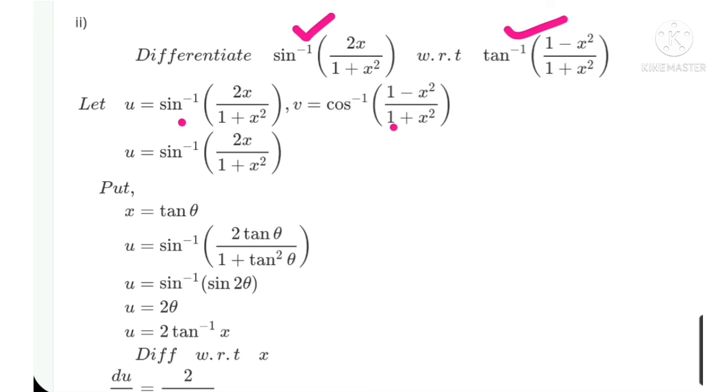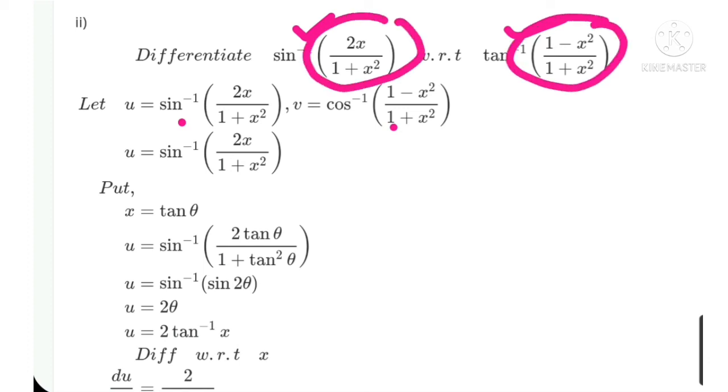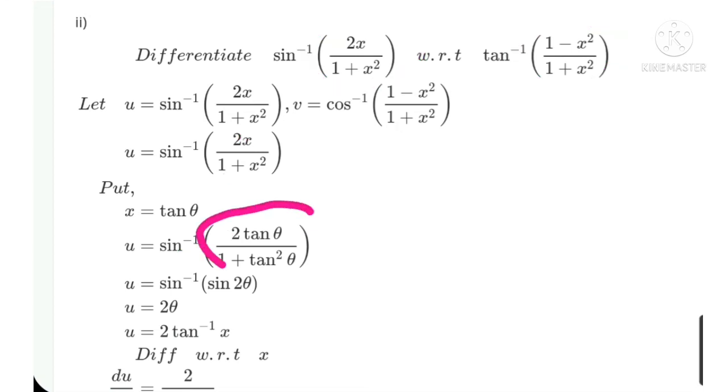Here you put x is equal to tan theta. If we put x is equal to tan theta, then 2 tan theta upon 1 plus tan square theta is nothing but sine of 2 theta. So we get u is equal to sine inverse of sine of 2 theta. Sine inverse gets cancelled, so we get u is equal to 2 theta.